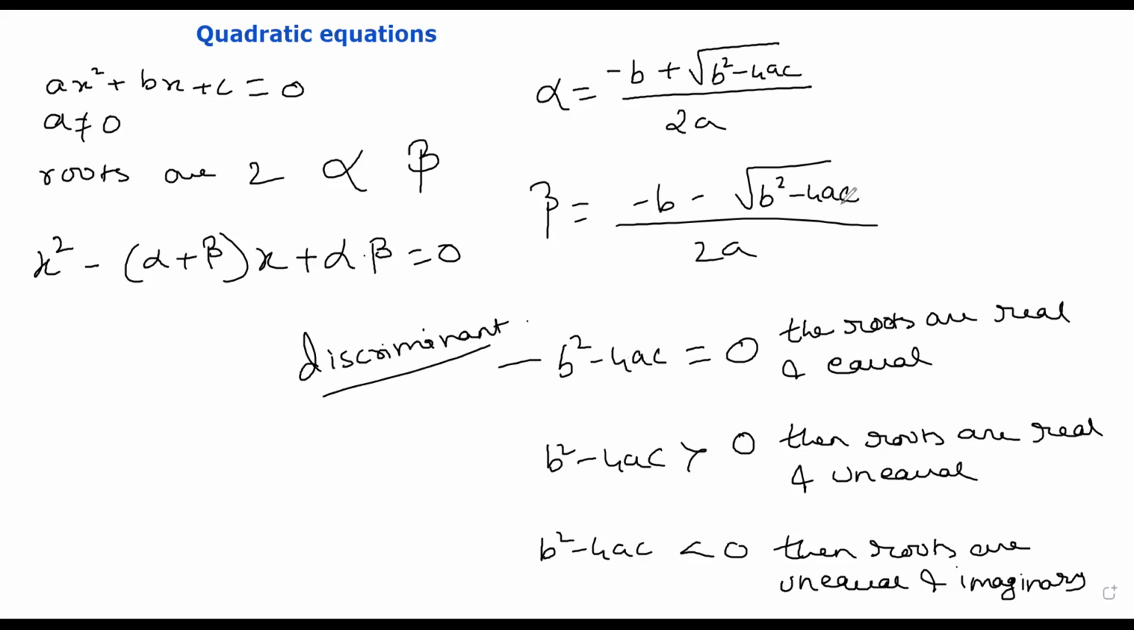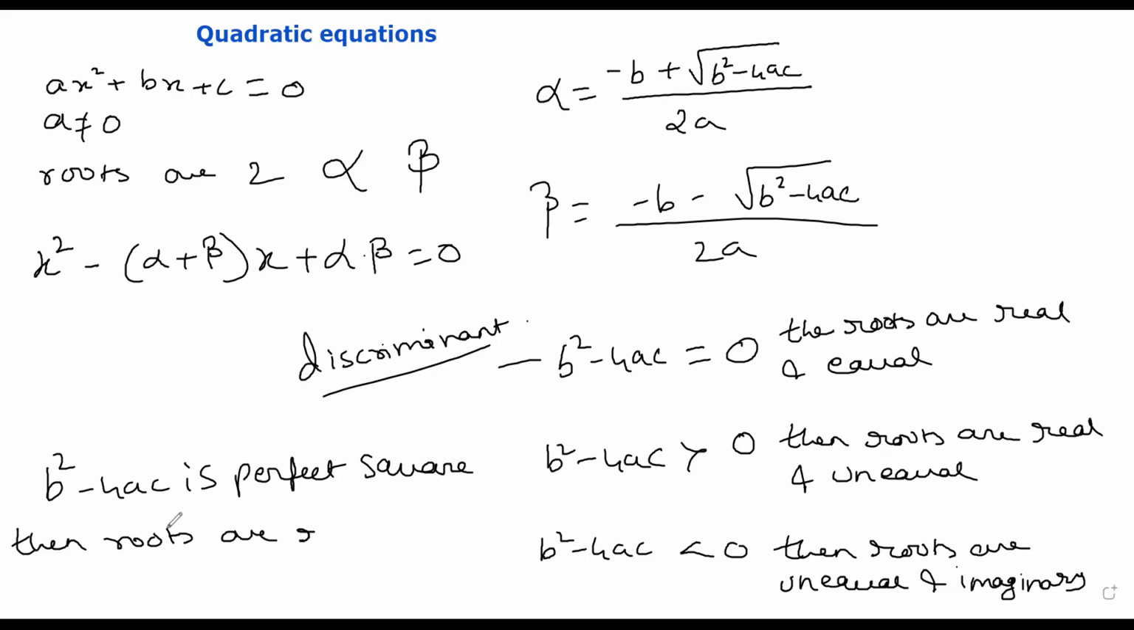Also, if b square minus 4ac is a perfect square, so obviously it will be greater than 0, then roots are real and unequal. However, it is always important that a, b, c should belong to the real number set. So this is your general information about quadratic equations.